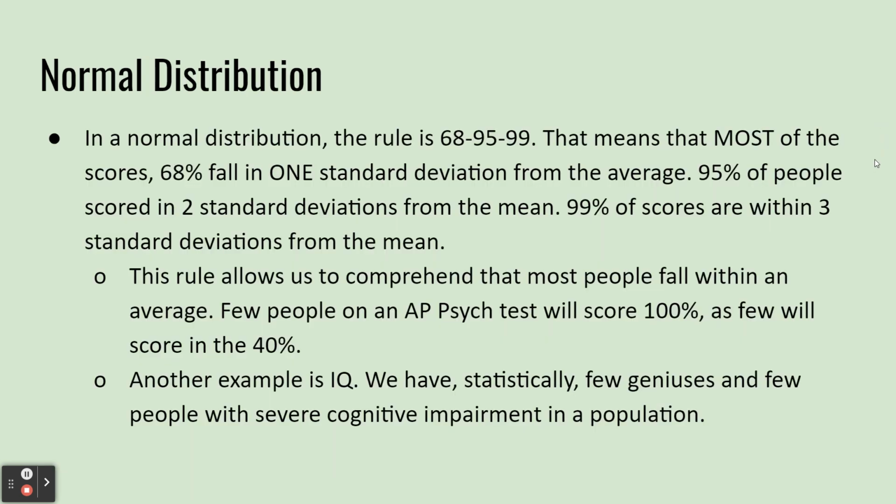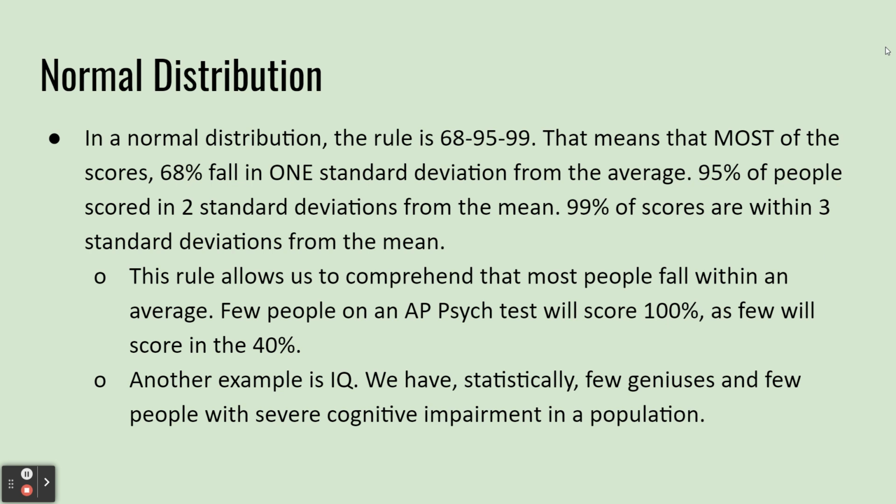Data doesn't always look like this, but when it does, the statistics for it are very straightforward. In a normal distribution, the rule is 68, 95, 99, which is what we talked about previously with standard deviation. That means that most of the scores, 68% of them, fall in one standard deviation from the average or mean. 95% of people scored within 2 standard deviations from the mean. 99% of people score within 3 standard deviations from the mean.